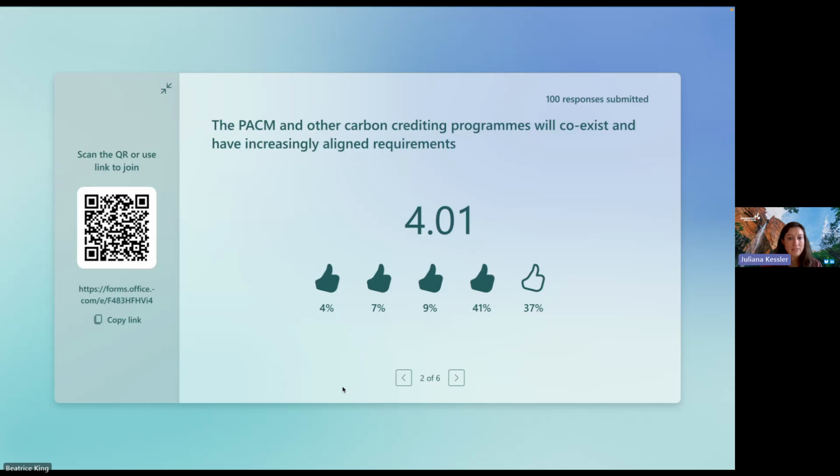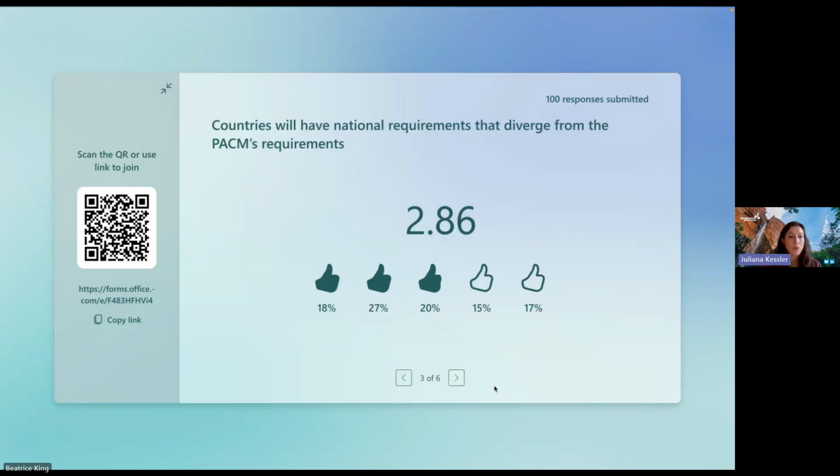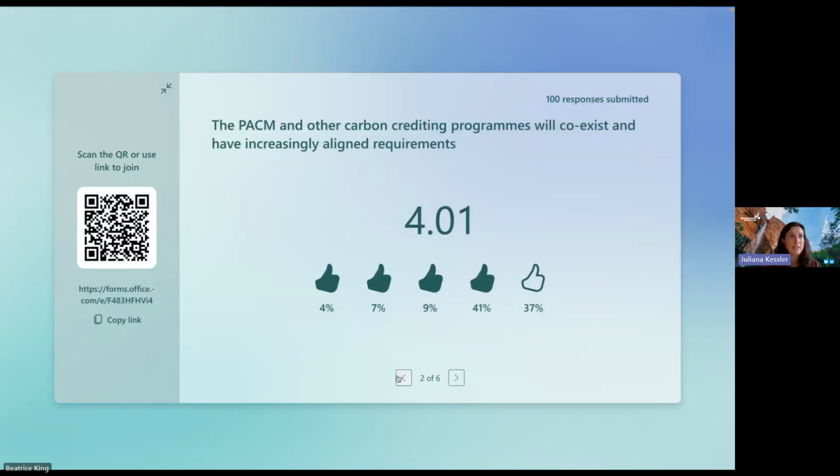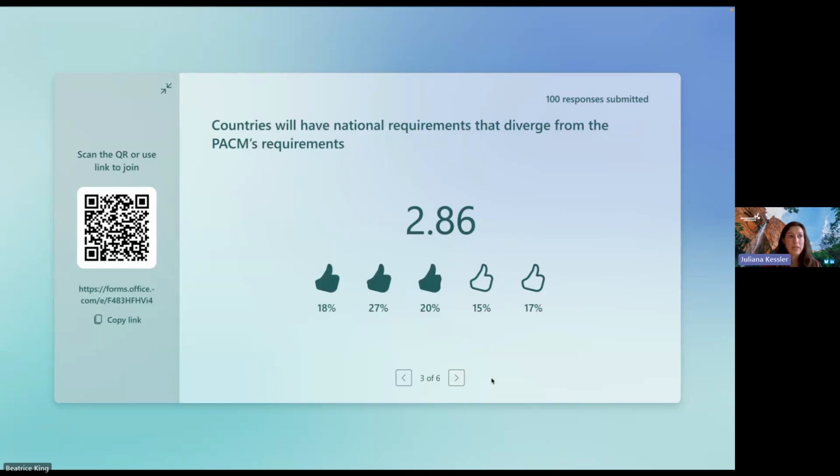Jumping to the next statement, the PACM and other carbon crediting programs will coexist and have increasingly aligned requirements. So, yeah, and also here, people seem to agree that there will be increasingly aligned requirements. And jumping to the next question, countries will have national requirements that diverge from the PACM's requirements. So here people are in between neutral and partly disagree. And the next one, countries will have national requirements that are increasingly aligned with the PACM. So yeah, people in this audience think that national governments will also seek an alignment with the PACM requirements.